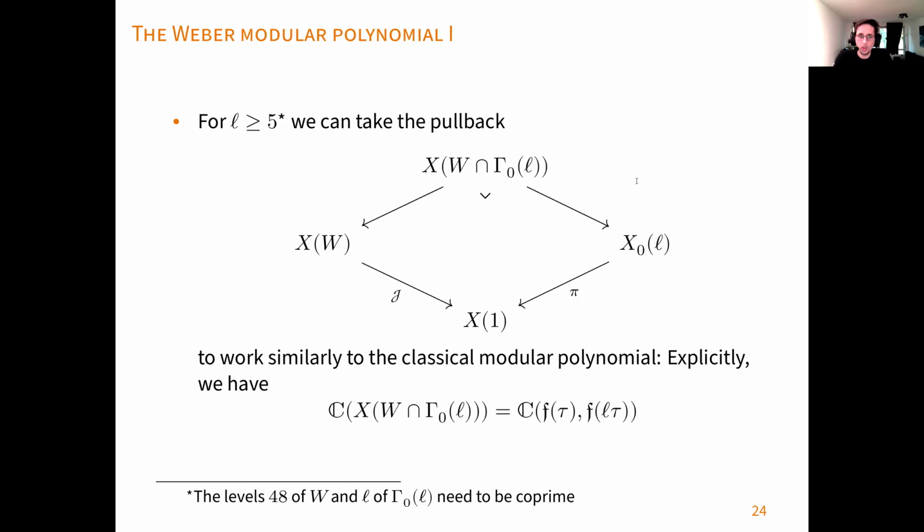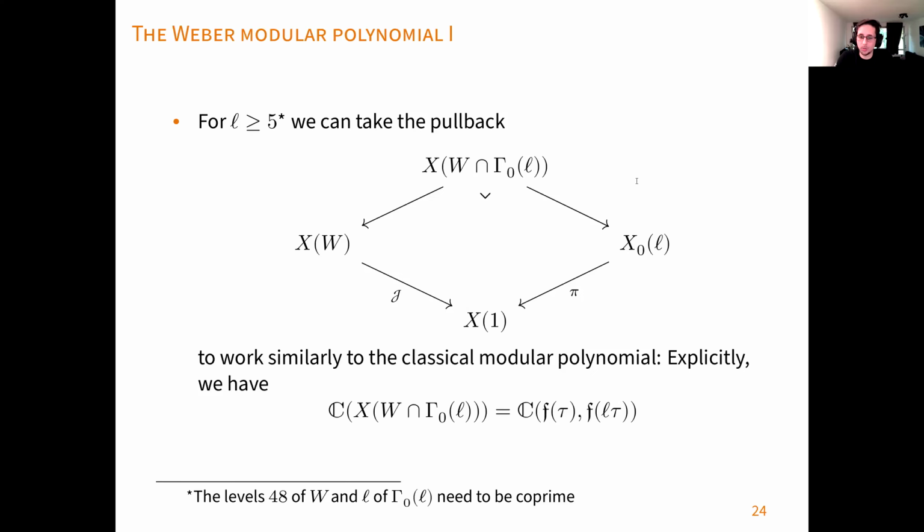And one small remark here is one needs to take L at least 5 because the levels of the two curves need to be coprime for this to actually work out, because we need Gamma 0 L and W together to generate the whole SL2 set. So this doesn't happen if L is equal to 2 or 3. But for L greater than or equal to 5, we can do this.